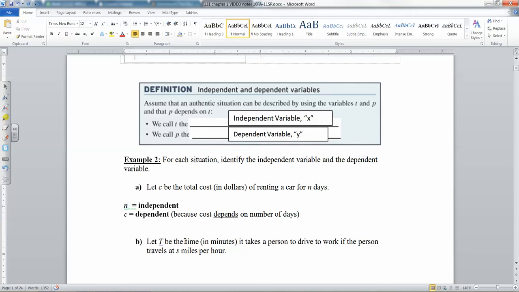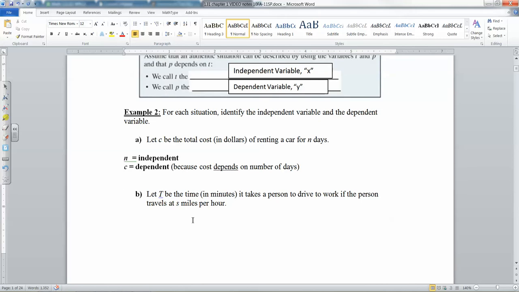Cool. All right, now what about time? Let T be the time in minutes it takes a person to drive to work if the person travels at S miles per hour. This is a little strange. A lot of the time for us, time, pun intended, very often in this class, time is going to be independent, because time is the kind of thing that we can't control per se for a lot of cases. Much like that old song, time keeps on ticking, ticking, ticking into the future, right? So a lot of times time is independent because you don't have any control over it, especially like calendar time or what time of day it is, that kind of thing.